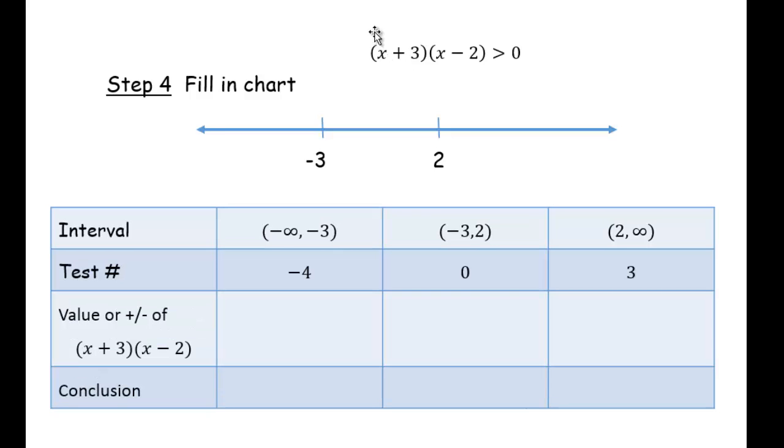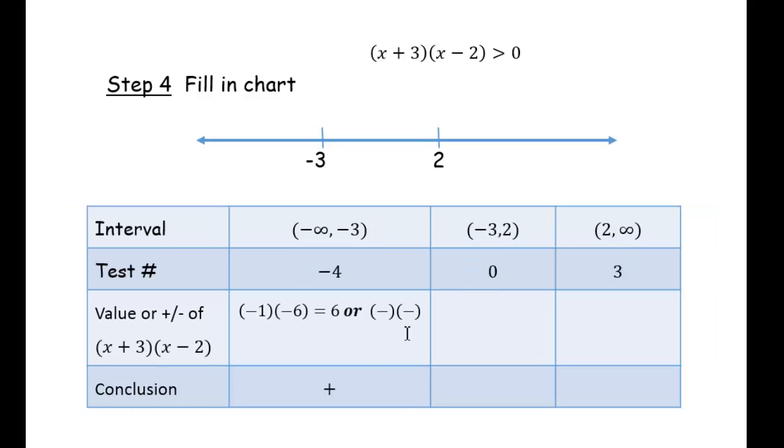Alright, so the test numbers you pick are totally up to you, you can pick any number from each interval. I usually pick the smallest or easiest number to work with. For this first interval, I chose negative 4. For the second interval, I chose 0. And for the third interval, I chose 3. The only numbers you can't pick are the actual numbers that divide your intervals. So you can't pick negative 3 or 2, but you can pick any other number. So those are the numbers I chose to pick. Now what I'm going to do is plug those numbers into the left-hand side of this expression to see whether I get a positive or negative.